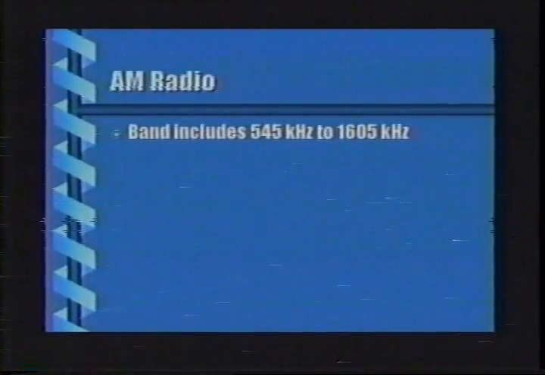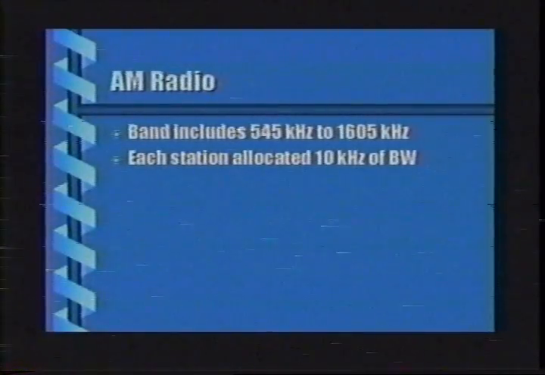Well, we'll talk about AM radio. The band allocated for AM radio in the United States extends from 545 kilohertz to 1605 kilohertz. You might hear this quoted as 550 to 1600, and it's all a matter of whether people are talking about the extremes of the band or the assignments of the carrier frequencies, which are in the middle of each of the frequency allocated bands.